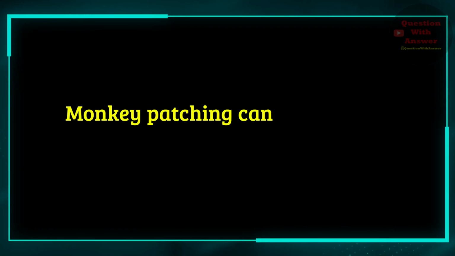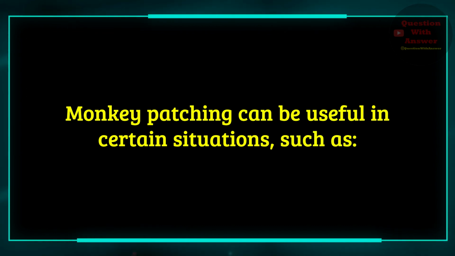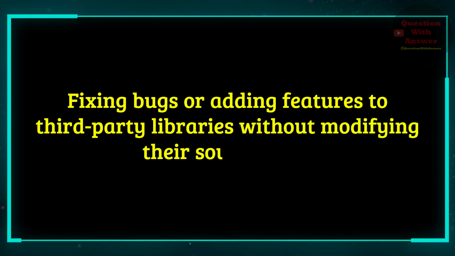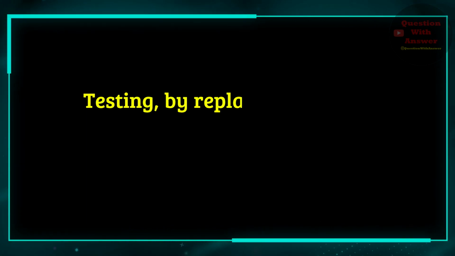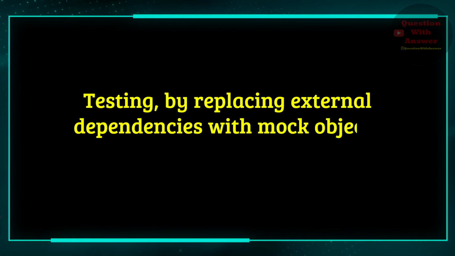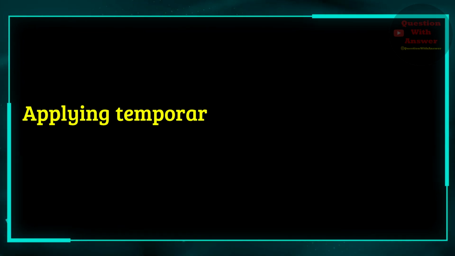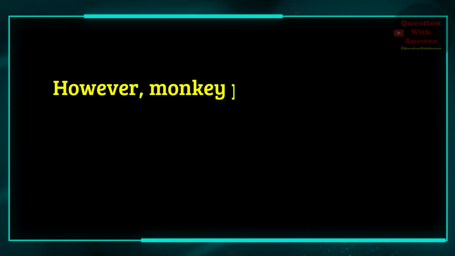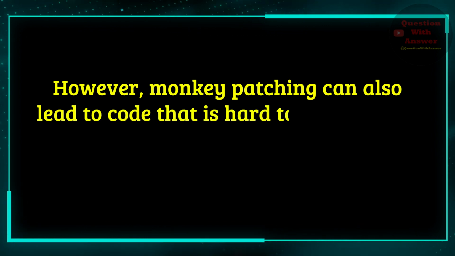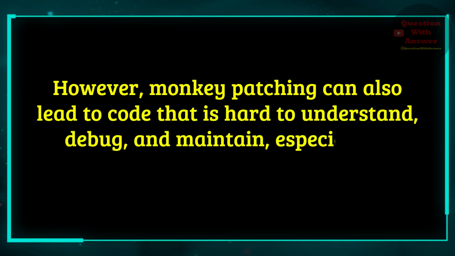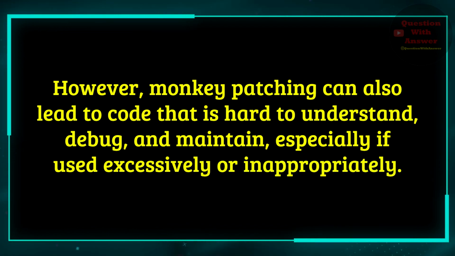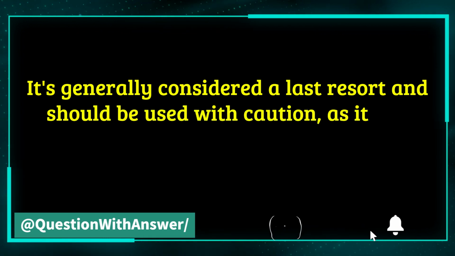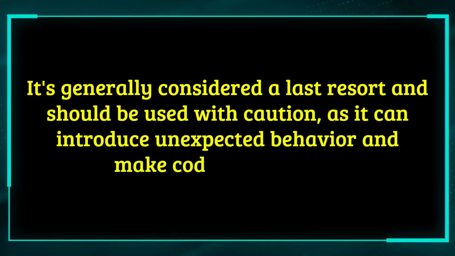Monkey patching can be useful in certain situations, such as fixing bugs or adding features to third-party libraries without modifying their source code. Testing, by replacing external dependencies with mock objects or stubs. Applying temporary fixes or workarounds without waiting for an official release. However, monkey patching can also lead to code that is hard to understand, debug, and maintain, especially if used excessively or inappropriately. It's generally considered a last resort and should be used with caution, as it can introduce unexpected behavior and make code less reliable.